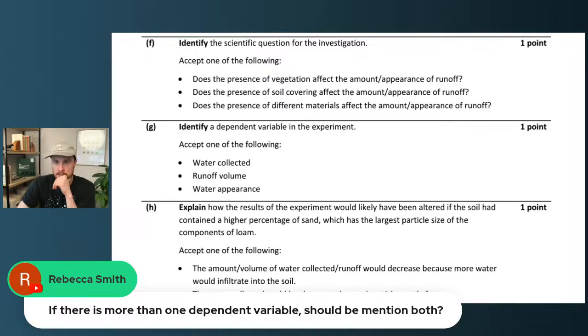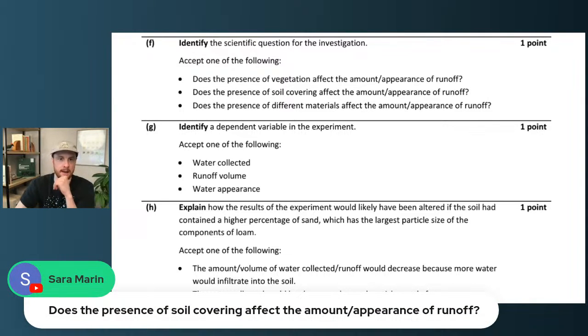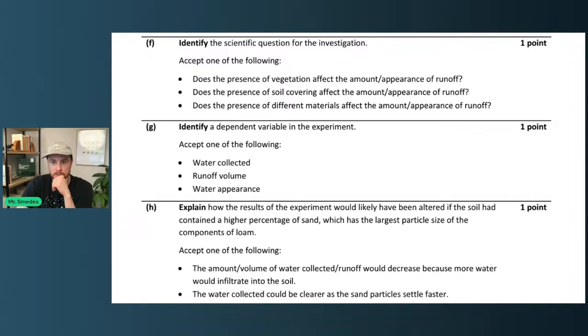Somebody just gave an awesome answer to F, right? Does the presence of a soil covering affect the amount or appearance of runoff? Oh, you're quoting the answer key. You must have looked this up. Sarah, if you truly did not look at the answer key and wrote precisely word for word what's on the answer key, that's impressive. But it kind of looks like you might have looked up the answer key.